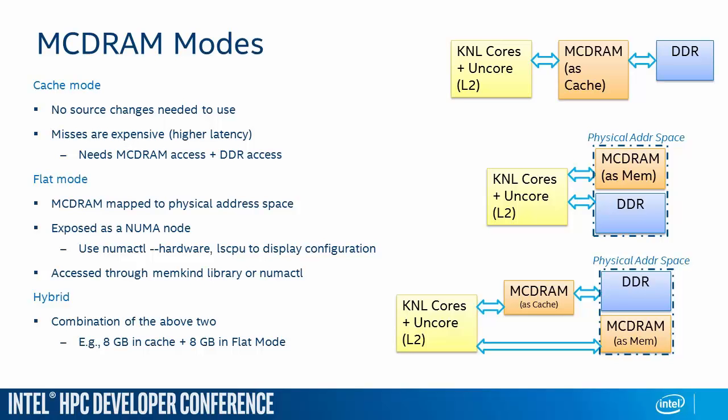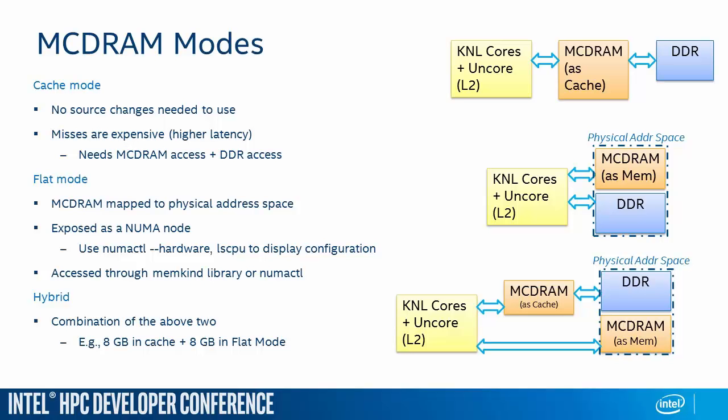As I was saying, in flat mode it's just a separate NUMA node, but the NUMA distances are made quite large so that standard allocations don't land there. In fact, until you run out of all of your DDR, no standard allocations will end up in MCDRAM in flat mode. For that reason, you have to make special efforts to get your memory structures into MCDRAM, and we'll talk about some of those techniques.